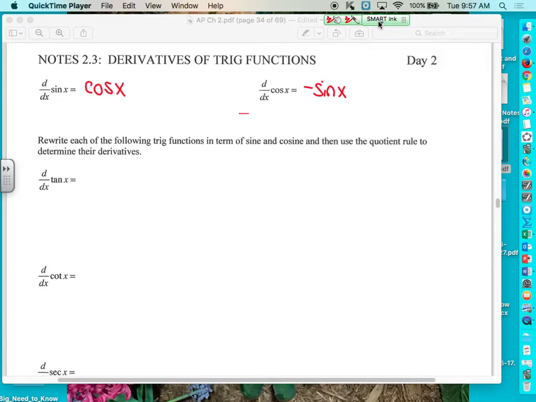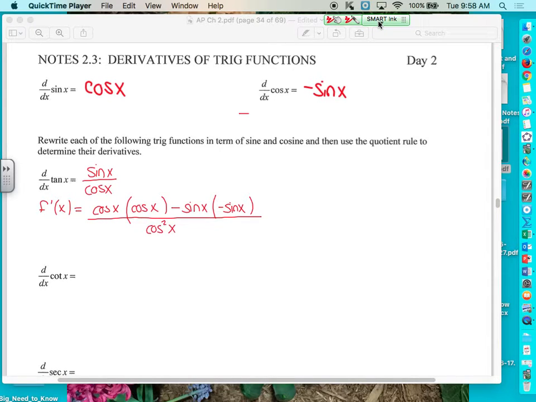So the derivative for tangent, if I rewrite tangent as sine over cosine, now that I know the quotient rule, I can find the derivative. So the derivative is going to be the bottom function, which is cosine, times the derivative of the top, and the derivative of sine is cosine, minus the top function, times the derivative of the bottom, and the derivative of cosine is negative sine, all over the bottom squared.